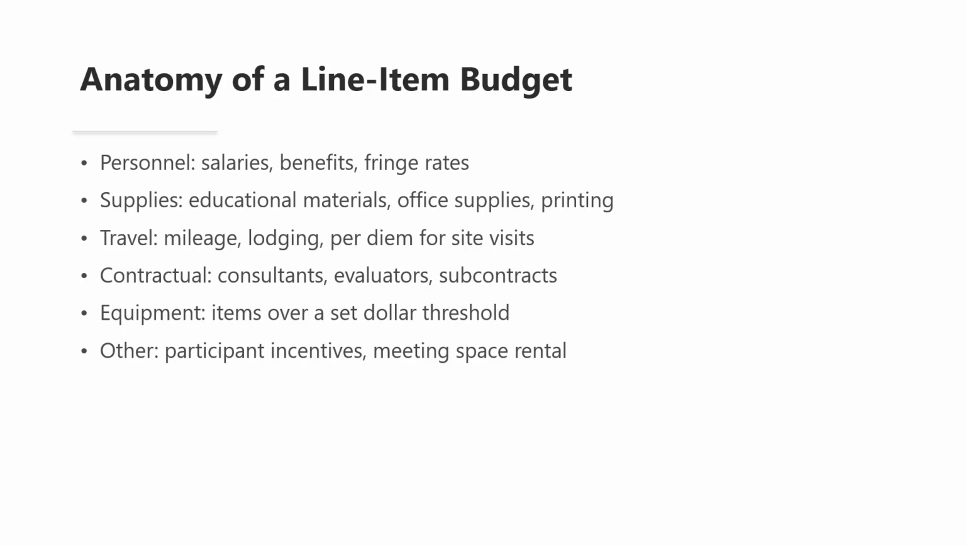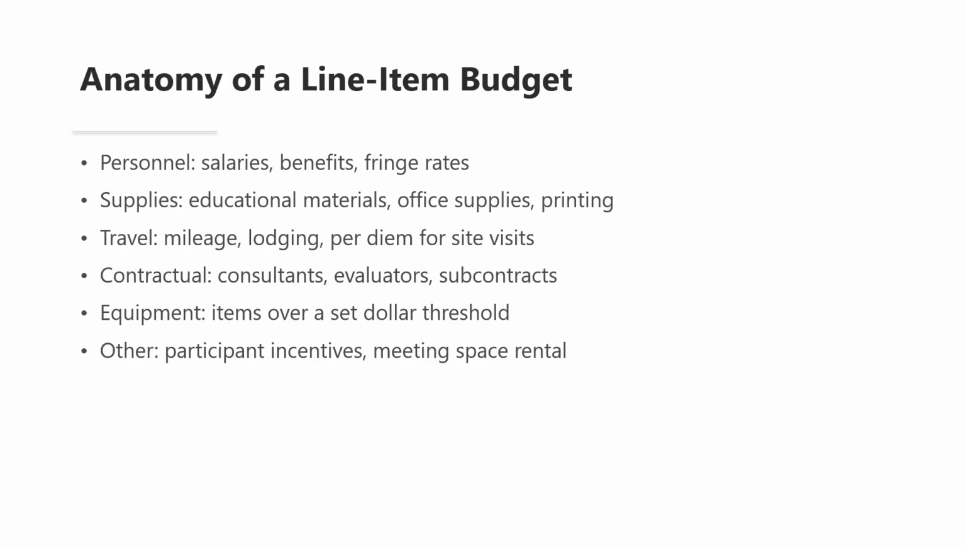Items below that threshold are classified as supplies, so pay close attention to that distinction on the exam because it comes up more often than you might expect. The other category captures participant incentives, meeting space rental, and similar costs.